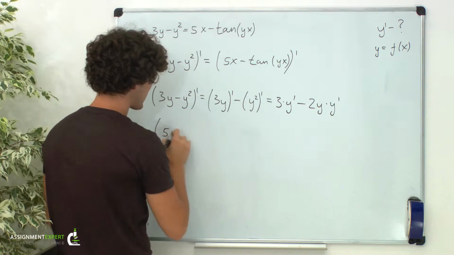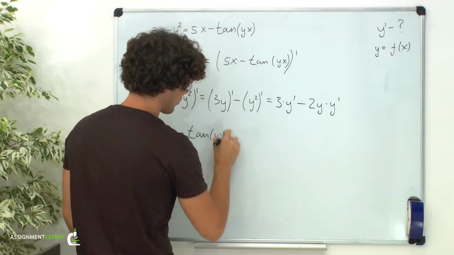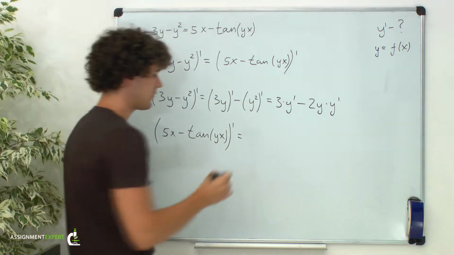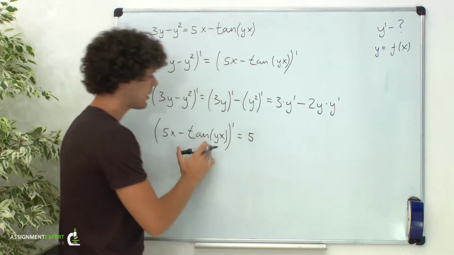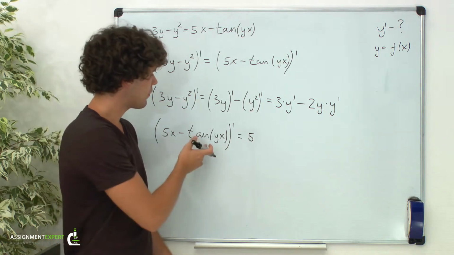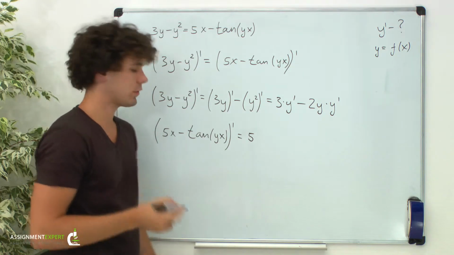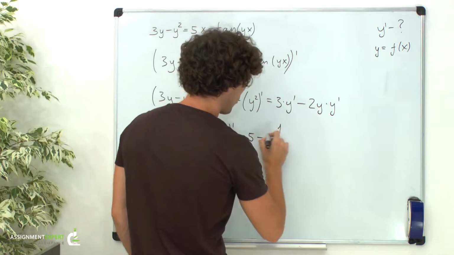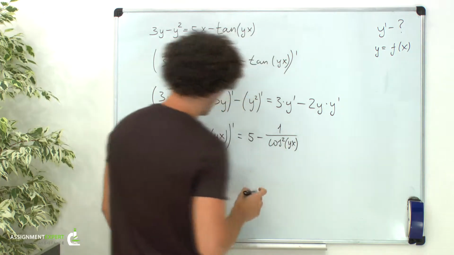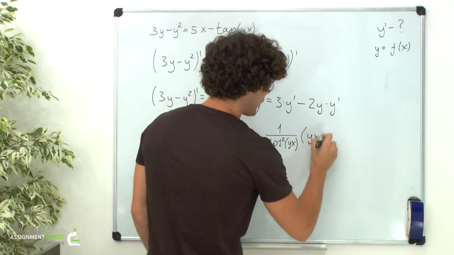Derivative of 5x minus tangent of y times x. The first addend gives us just 5. And here we have the tangent of y times x. This is a composite function, so to find this derivative we need to apply the chain rule. First goes the derivative of a tangent, 1 over cosine squared of y times x. And now we multiply it by the derivative of the inside function, y times x prime.